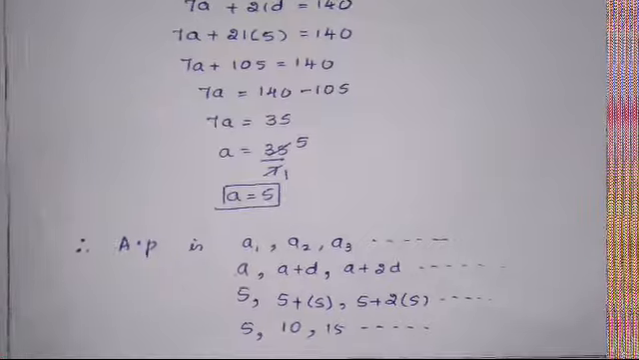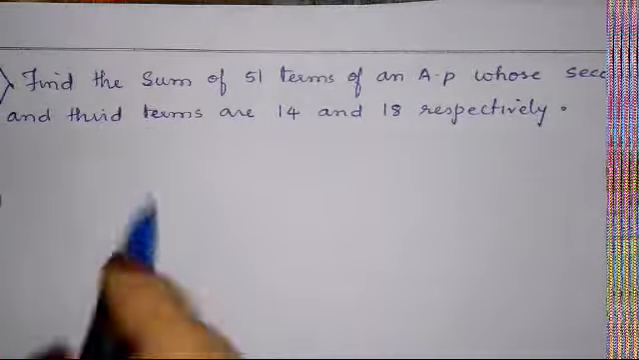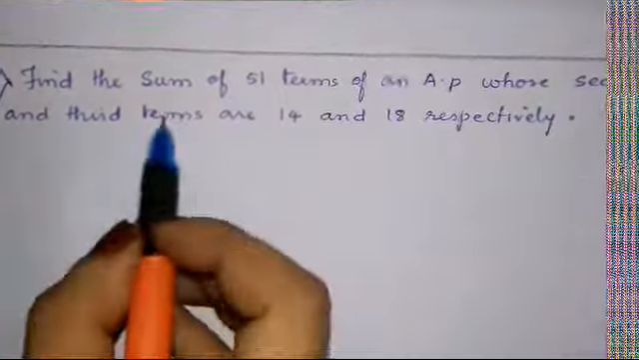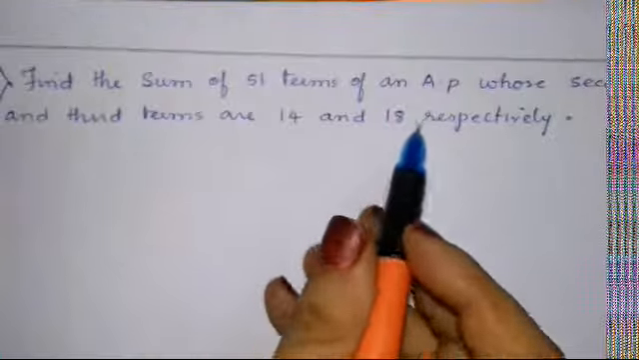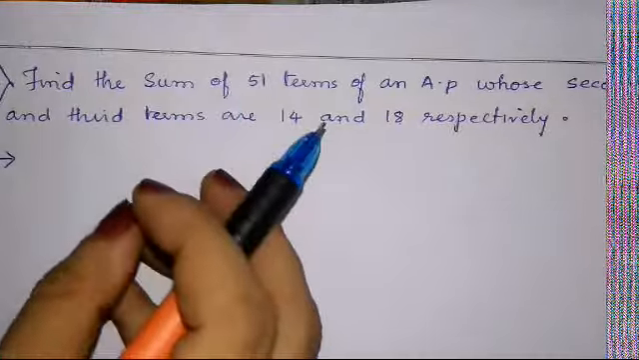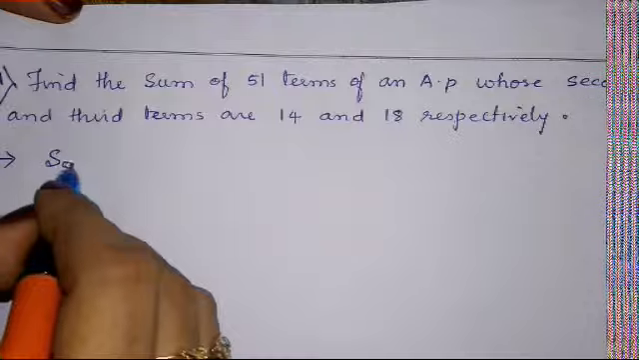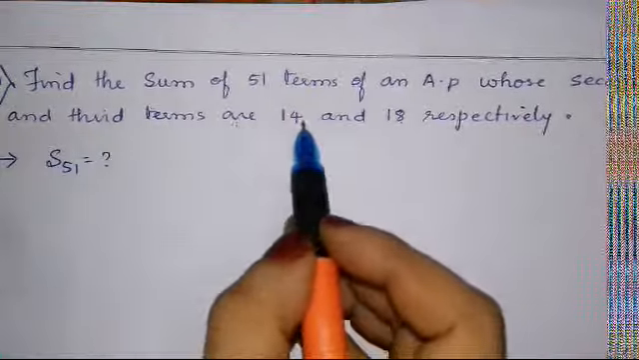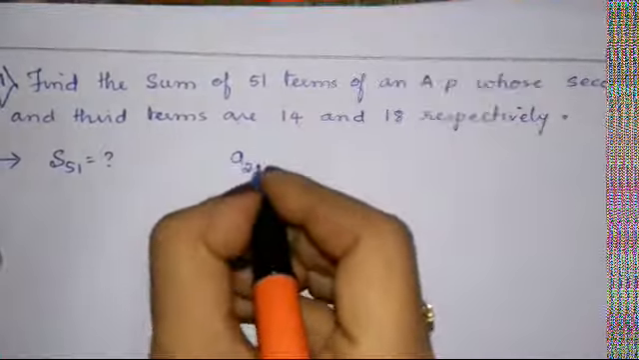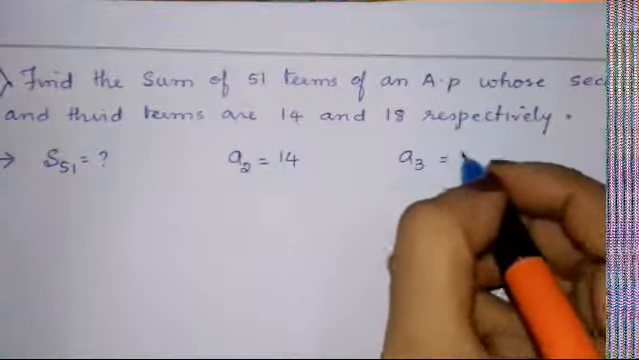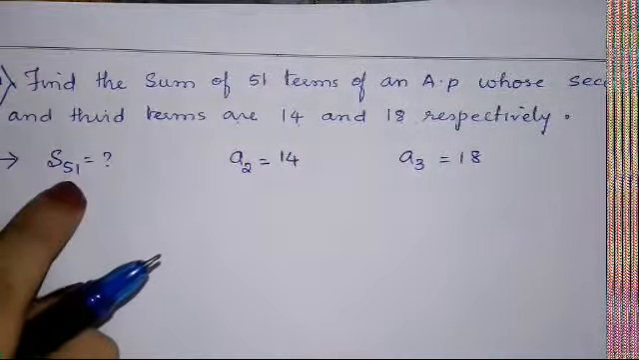Now let us see the next question. Question number 11. Find the sum of 51 terms of an AP whose second and third terms are 14 and 18 respectively. What they have asked in the question here is to find the sum of 51 terms of an AP. So yes, 51 terms we want to find. What is given? The second term is 14 and the third term is 18. It is given. Find the sum of 51 terms.